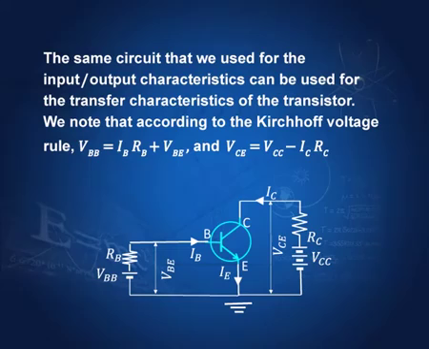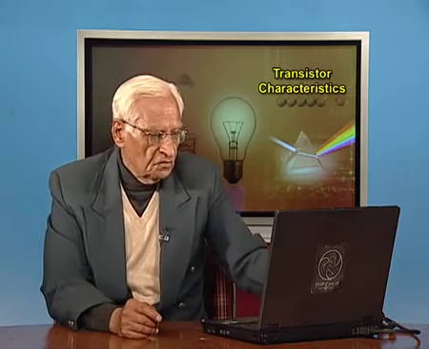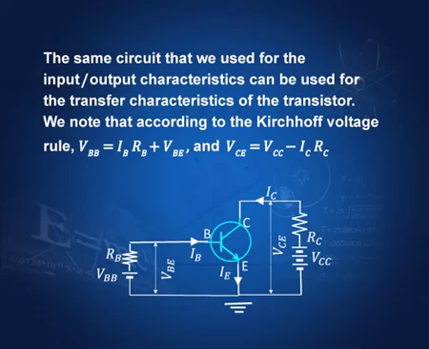You remember, this VBB is equal to IBRB and the VBE. If you use Kirchhoff's laws, then VBB is IBRB plus VBE, and VCE similarly is equal to VCC minus ICRC. So, these are the two equations, and VBB or VBE can be taken as the input voltage and VCE can be taken as the output voltage. So, we shall plot output voltage against the input voltage.